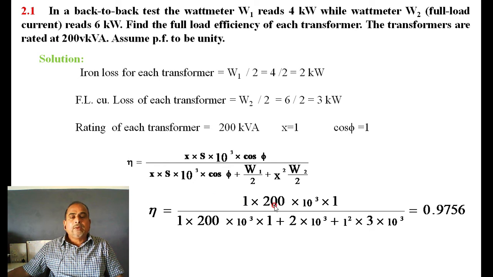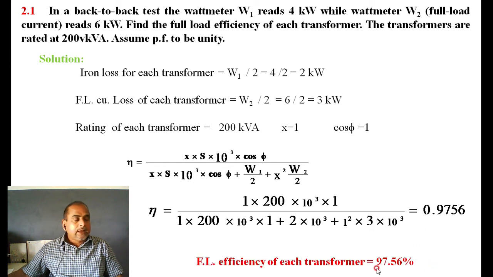Then what I am getting is 1 into 200 into 10 raised to 3 into 1, which is the output, plus the iron loss per transformer, that is 2 kilowatt, and the copper loss at full load is 3 kilowatt. That is what I am writing here. Then the fractional efficiency is 0.9756, or percentage efficiency is 97.56%.